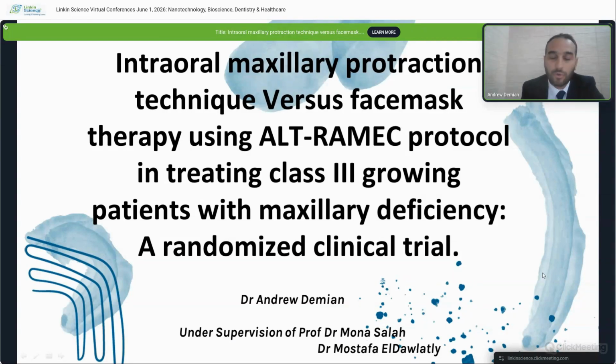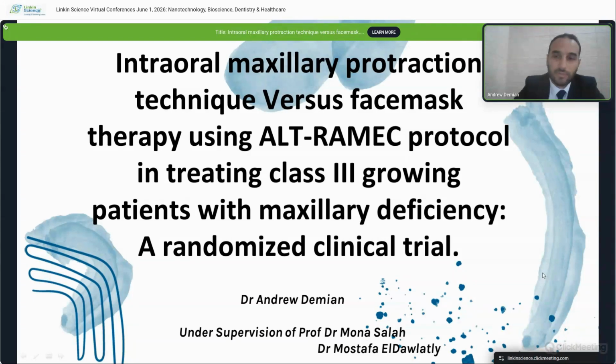So that's why we are trying to find a solution for that, to be an intraoral device without going through a surgery, because sometimes patients have to go through a surgery to place something called bone plates in order to help with the protraction of the maxilla. So we wanted to do a simpler version for that without going through surgery.